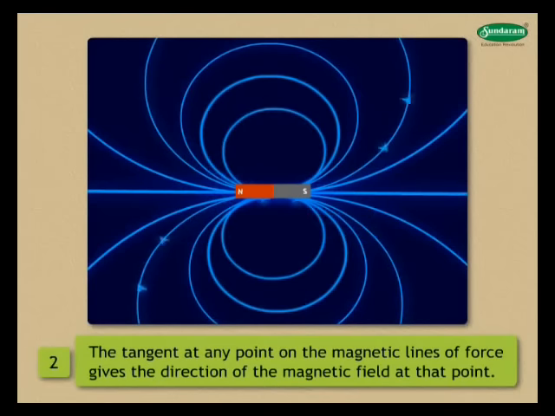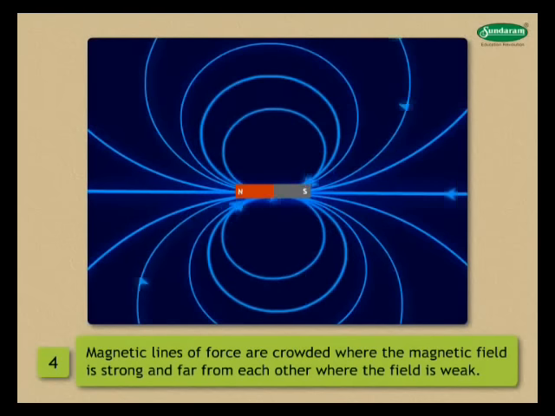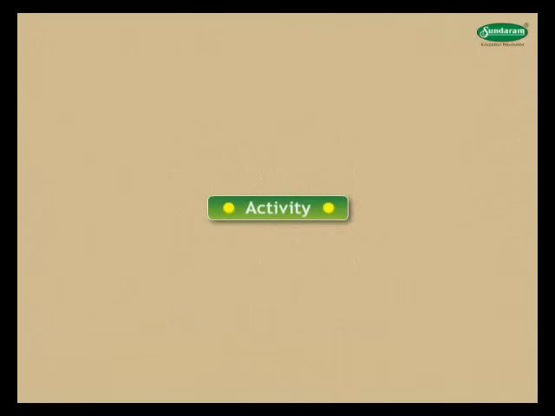2. The tangent at any point on the magnetic lines of force gives the direction of the magnetic field at that point. 3. No two magnetic lines of force can intersect each other. 4. Magnetic lines of force are crowded where the magnetic field is strong and far from each other where the field is weak. Let us try out this activity.